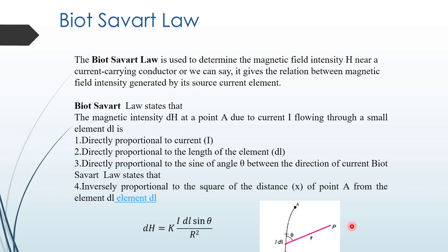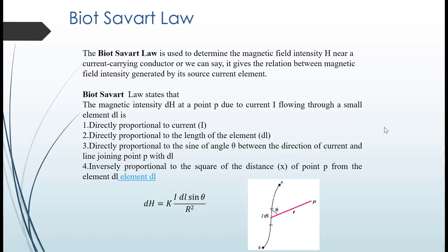There are no point charges, no surface charges. There are currents placed on a line, on a surface, or in a volume. The currents are placed, not the charges. So I dl is a small current element, the current carrying part, and dl is a small length. If such a current carrying element is there, then what is the intensity at point P? That intensity is given by the Biot-Savart law.